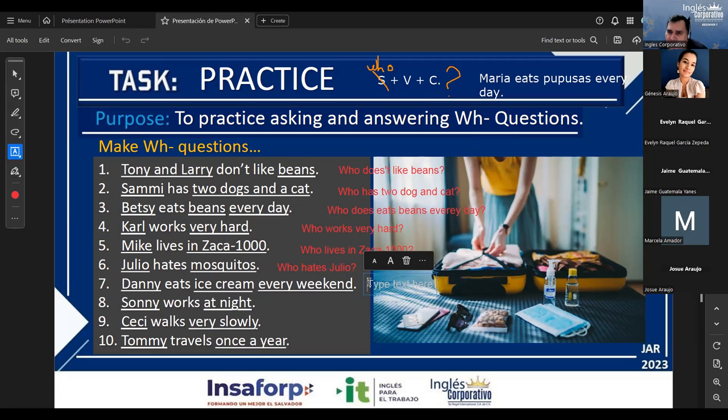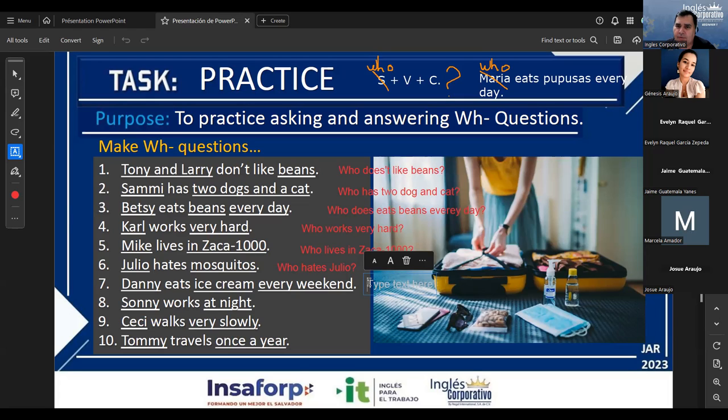Okay, Maria eats pupusas every day. So, what do we say here? Who eats pupusas every day? Excellent, because you only substitute. The only thing you do is substitute. Say, who eats pupusas every day?